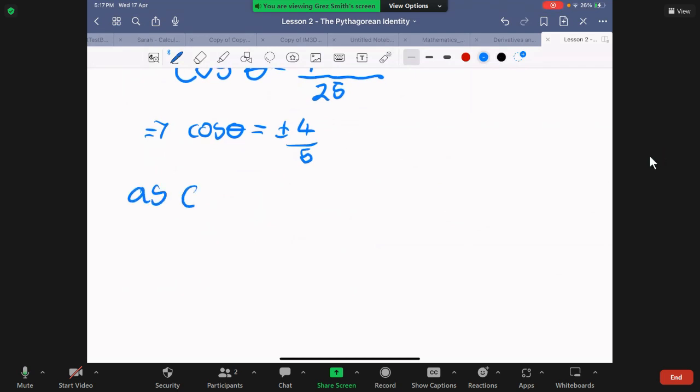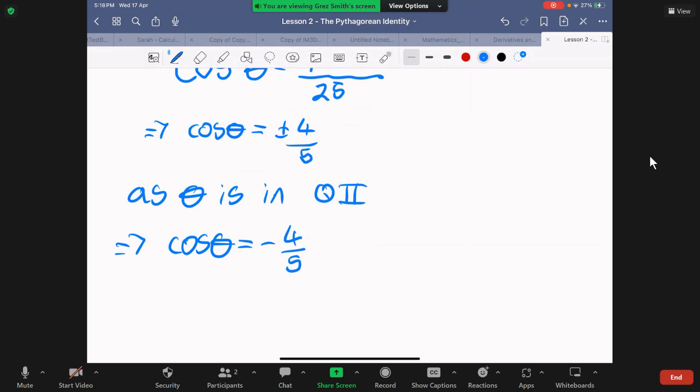So as theta is in Q, quadrants are given in Roman numerals like this one, as theta is in Q2, it implies that cos theta is equal to minus 4 over 5. And this is our answer.